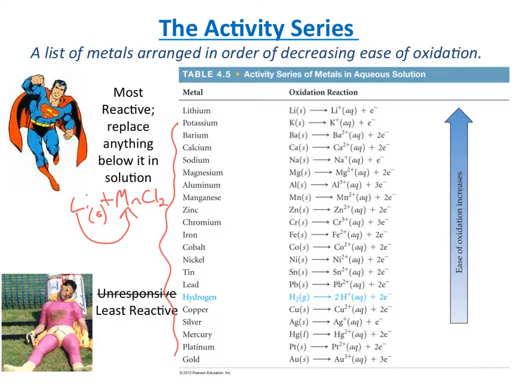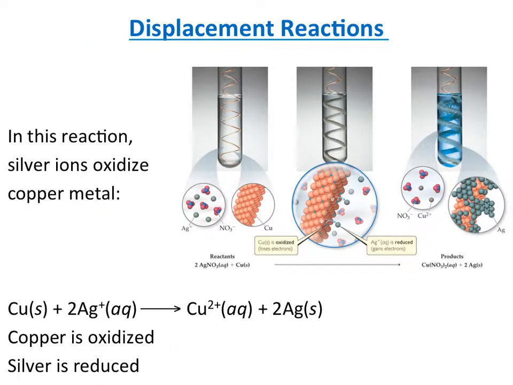Copper is here on the table, and silver is below it, which means that copper can replace silver in the solution, not the other way around. So consider a reaction where we have silver nitrate reacting with copper solid. We have our copper metal that we're sticking into the solution of silver nitrate. The copper metal can replace silver in solution.